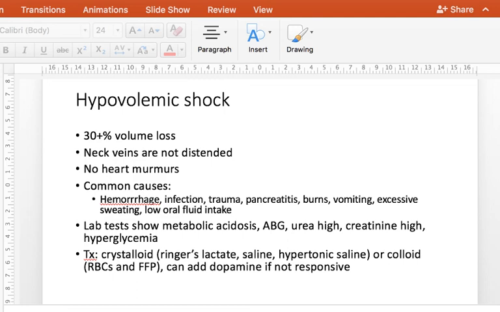Treatment is either crystalloid fluids or colloid fluids. Colloid fluids are actually preferred because they won't mess up your electrolytes, and you can add dopamine if they're not responsive.